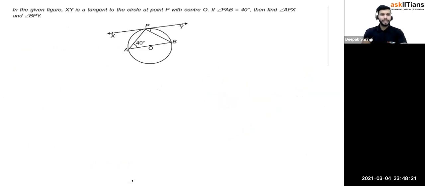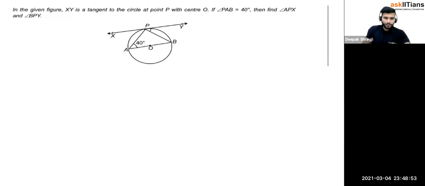Next question, guys. In the given figure, XY is a tangent, yeah, we can see that in the figure, to a circle at a point P, with center O. Angle PAB is 40 degrees. We have to find the other two angles. Okay, fine. Guys, give it a try quickly. PAB is 40. We have to find APX somehow, and BPY as well. Look, so solve this question.